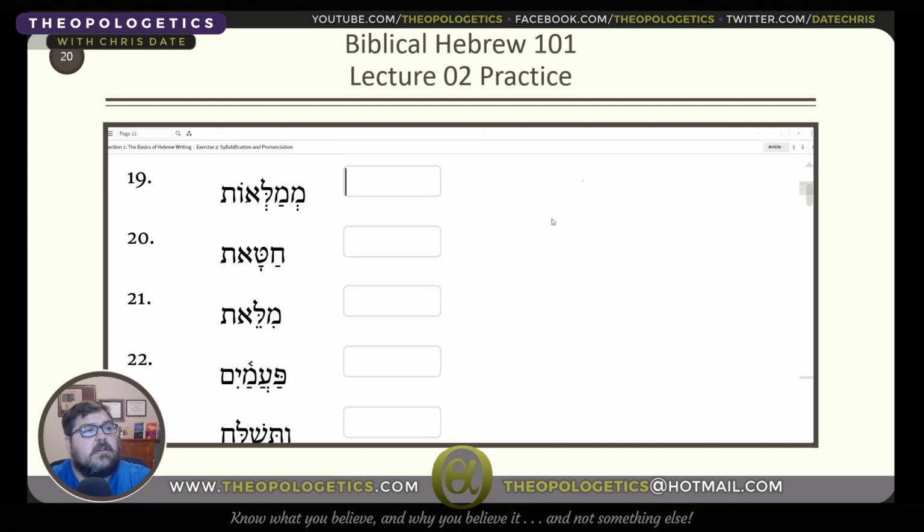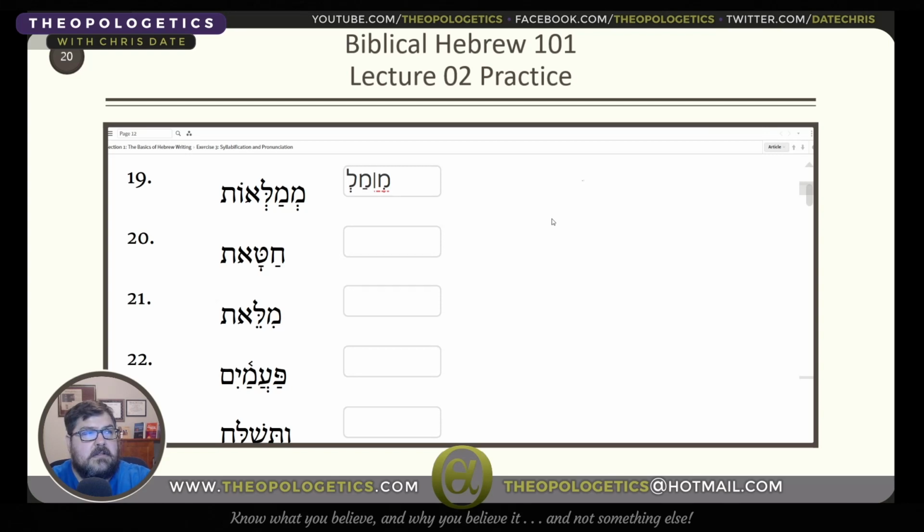Mamalot. Mamalot. Mamallot. So here's the deal with this one. The shava at the beginning is vocal because that's at the beginning. So that's a syllable all by itself. The mem is followed by a pathach, and then the lamed has a dagesh. Again, the lamed is not begad kefat. So the dagesh is a dagesh forte. It doubles it. The first lamed, therefore, is going to close the first syllable.